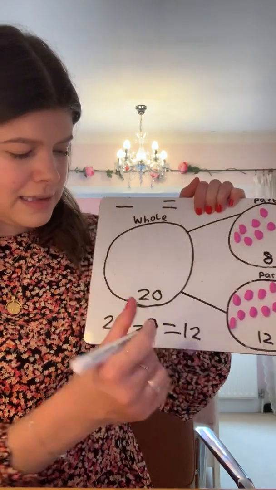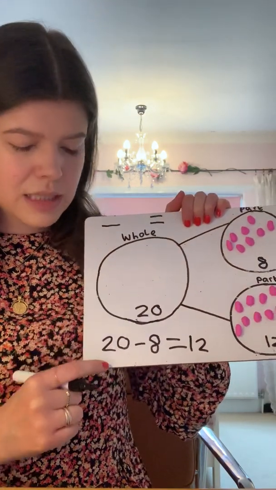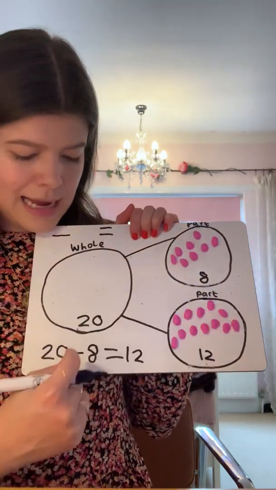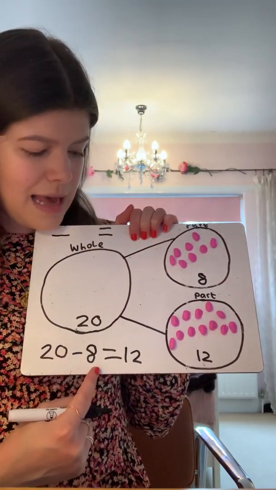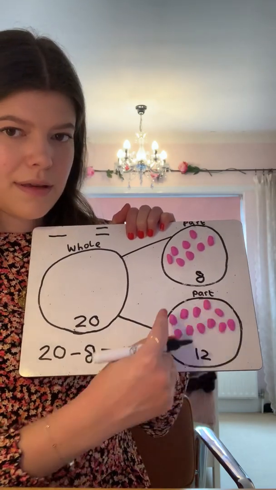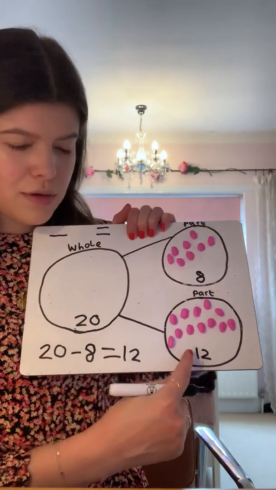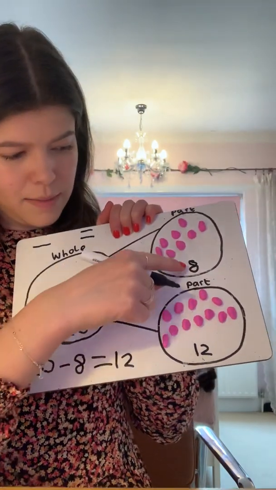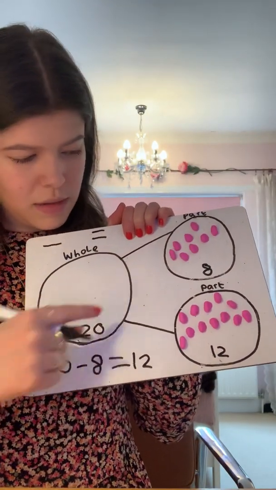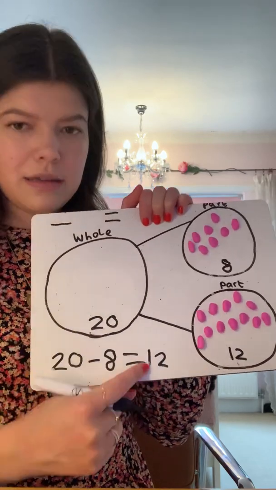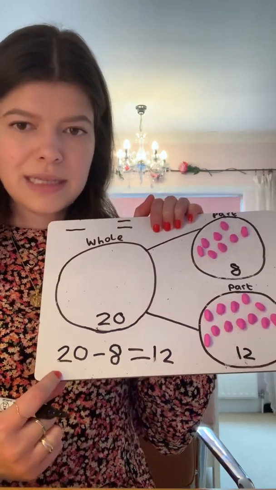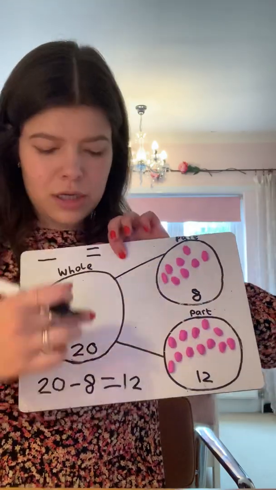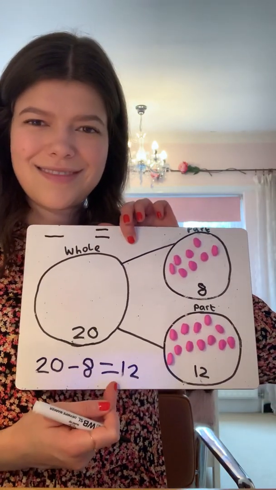12. Fantastic. So I started with 20. 20 was my whole. I took 8 away, so I subtracted 8. How many were left? Is equal to 12. So I just use my parts, my whole, my parts, to work out the equation. 20 subtract 8 is equal to 12.